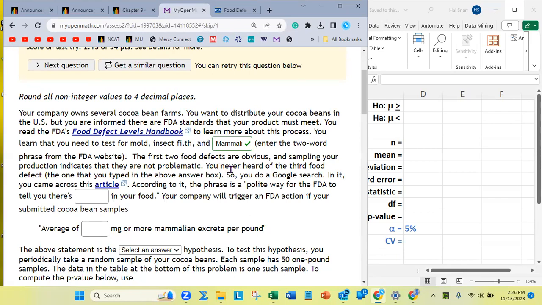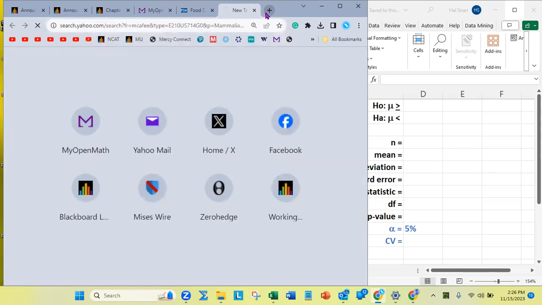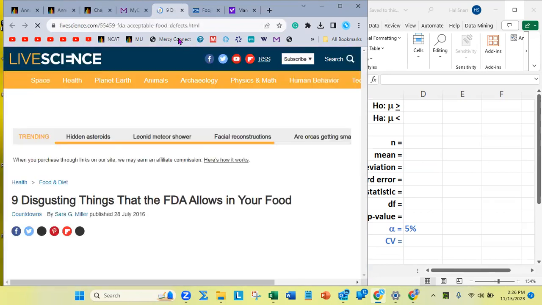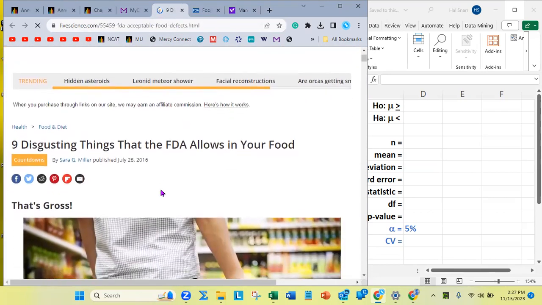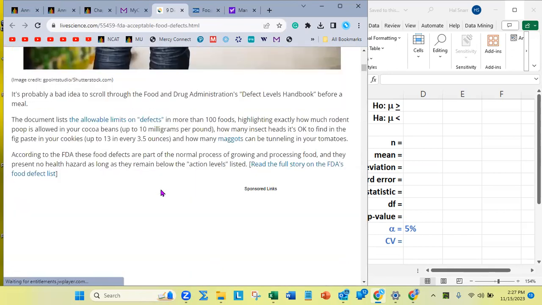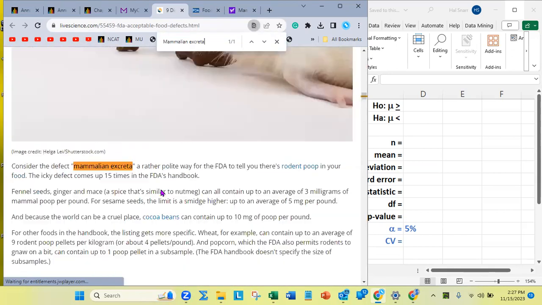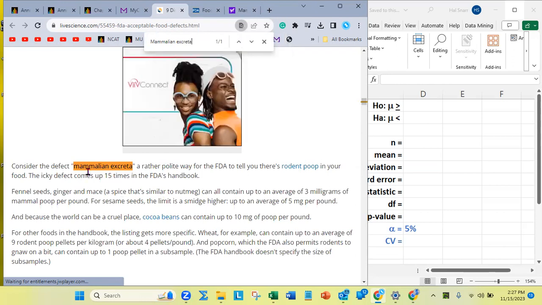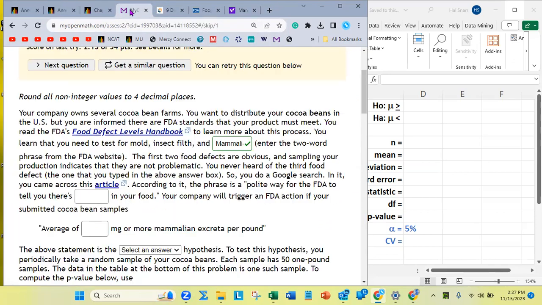Now, you've never heard of this third food defect, so you decide to Google that, right? So I'm going to Google mammalian excreta. And I come across this article, 9 disgusting things that the FDA allows in your food. So let's find mammalian excreta. According to this article, mammalian excreta is a rather polite way for the FDA to tell you that there's rodent poop in your food. The FDA allows a certain level of rodent poop in your food.